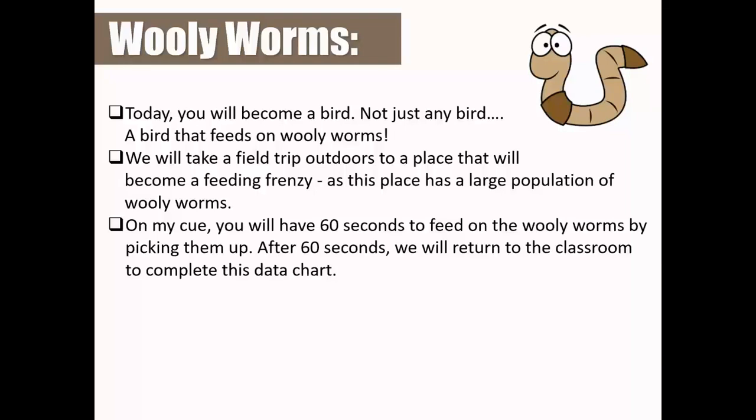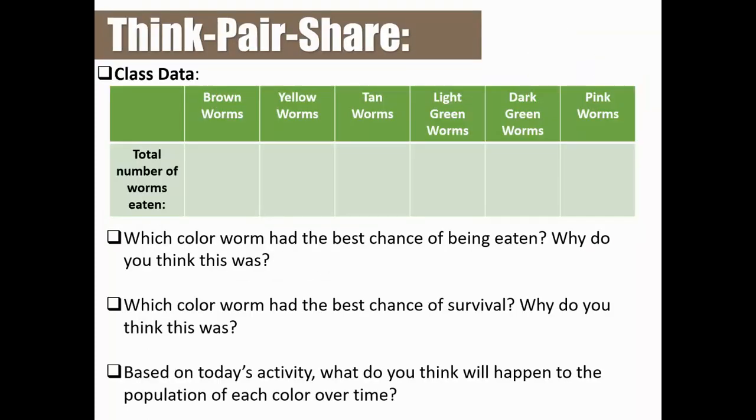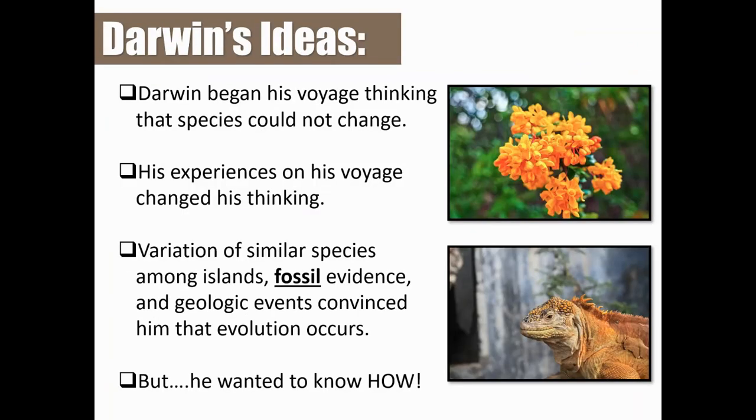So if you're in class today, we're doing a super fun activity where we go out in the schoolyard and we hunt for these things that we're calling woolly worms. We're basically pretending to be birds and we find these different colored yarns. We're going to come back to the classroom and collect some data and have a little discussion. If you're not with us today, we're just going to jump right into the lesson.